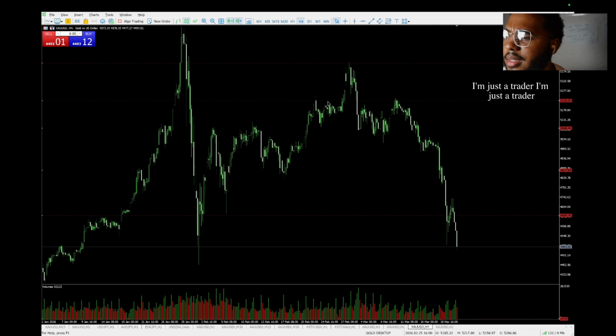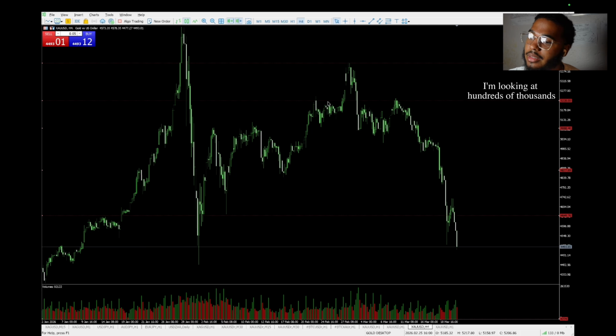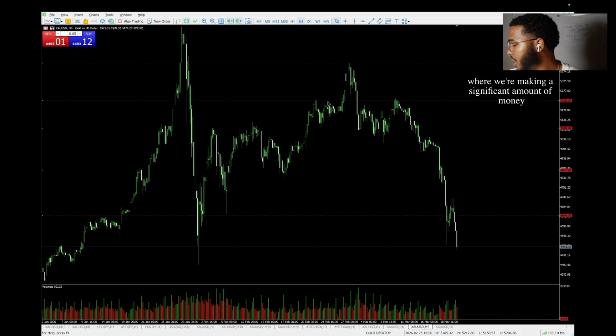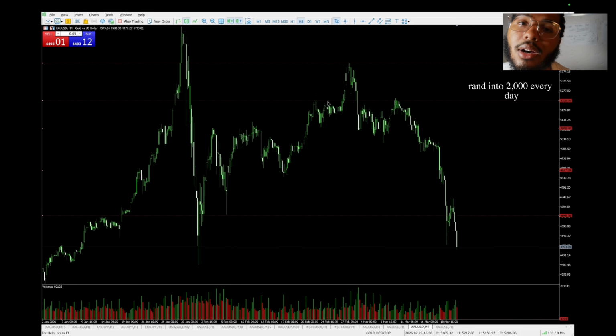I'm just a trader. Obviously, the aspiration is to start trading bigger amounts. I'm looking at hundreds of thousands, just to be comfortable, just to trade at a level that's sustainable, where making a significant amount of money every day is possible. People expect that they can turn 100 rand into 2,000 every day. That doesn't make any sense.